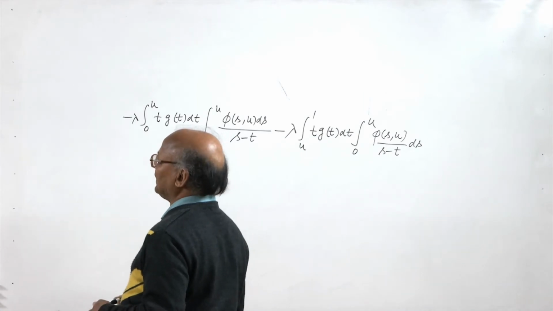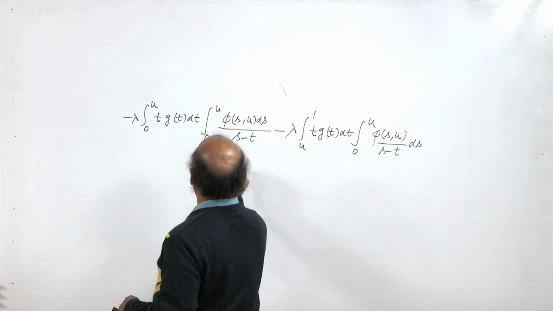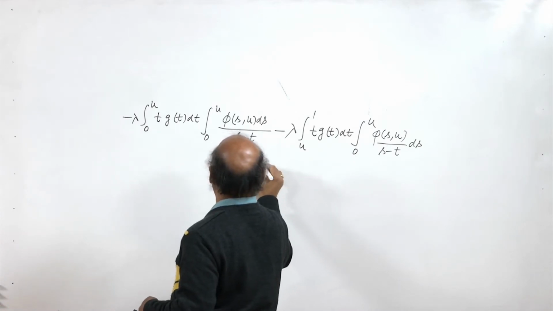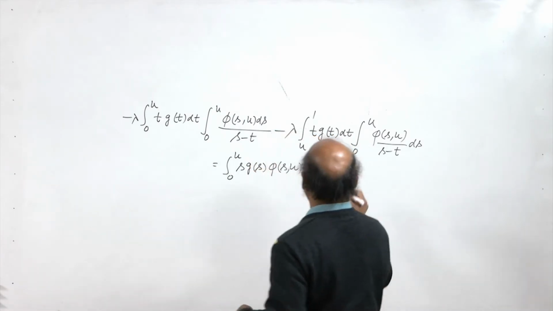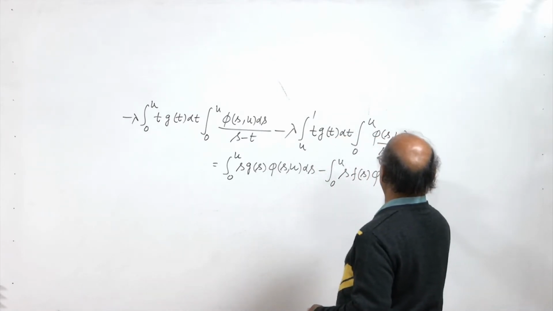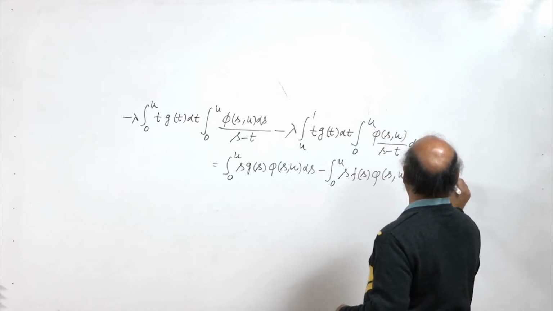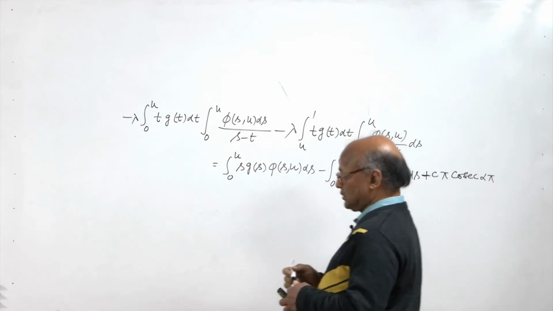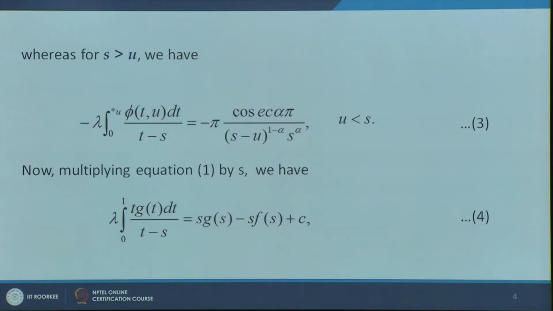On the right hand side, we have calculated the value of integral 0 to u phi(s,u) ds. So, the right hand side is integral 0 to u s g(s) phi(s,u) ds, minus integral 0 to u s f(s) phi(s,u) ds, and then plus c times pi into cosec alpha pi. In the left hand side we will use equations 2 and 3. So, let us see how we use equations 2 and 3.